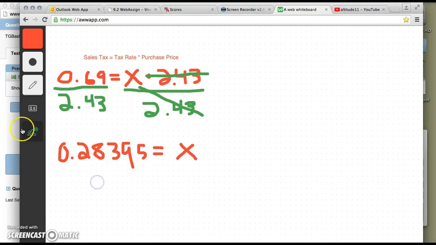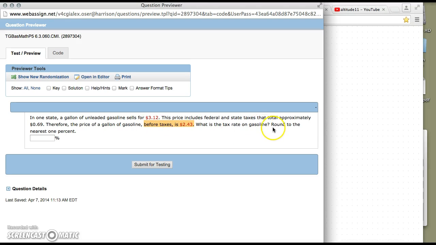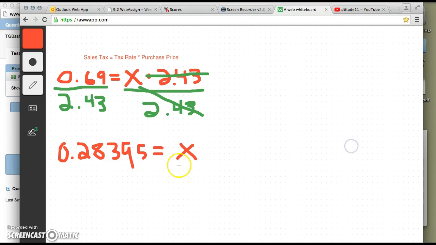0.28395. Yep. But reading the problem a little bit more carefully, it says that we want to round this tax rate to the nearest 1%. So currently, guys, we are looking at this as a rate. All right, and usually, as long as this number does not represent anything larger than 1%, a rate is going to be any number between 0 and 1. But in order to now look at this rate as a percent, you would need to multiply it by 100, which is the same thing as moving your decimal place to the right 2 spaces.